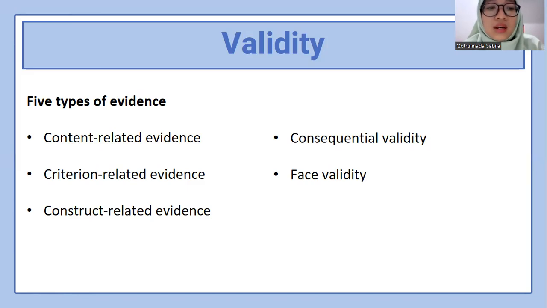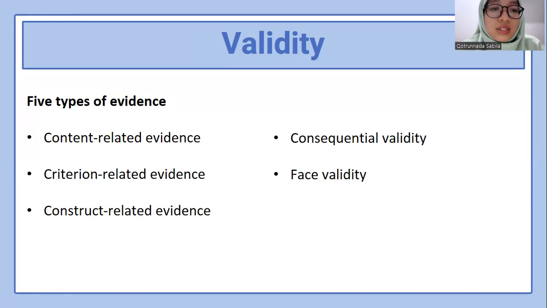A test has concurrent validity if its results are supported by other concurrent performance beyond the assessment itself. The predictive validity of an assessment becomes important in the case of placement tests, admissions assessment batteries, language aptitude tests, and the like. And then construct-related evidence.